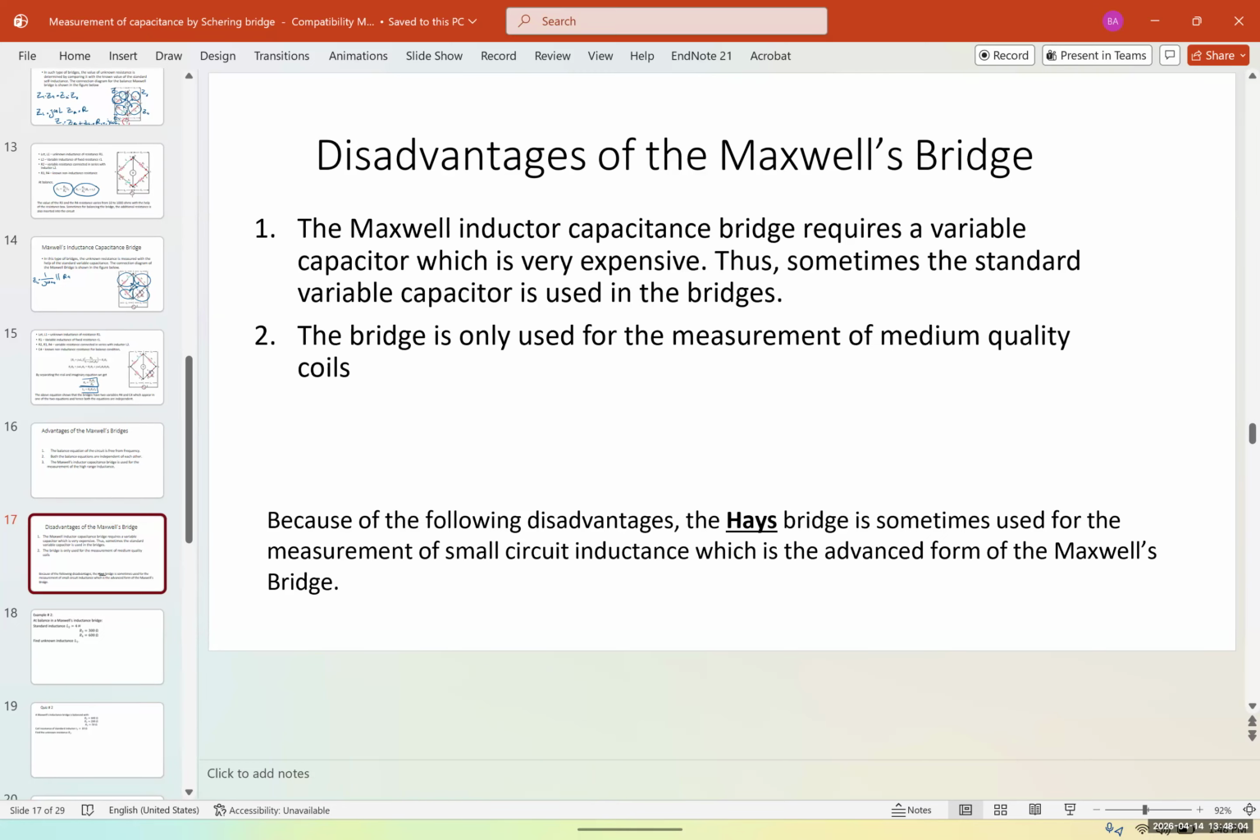Now, the bridge is only used for the measurement of medium quality coils. Because of these disadvantages, the Hayes bridge is sometimes used for the measurement of small circuit inductance, which is the advanced form of the Maxwell bridge. You add a couple of capacitors and inductors, and you make it much more complicated, but you can measure it more accurately.